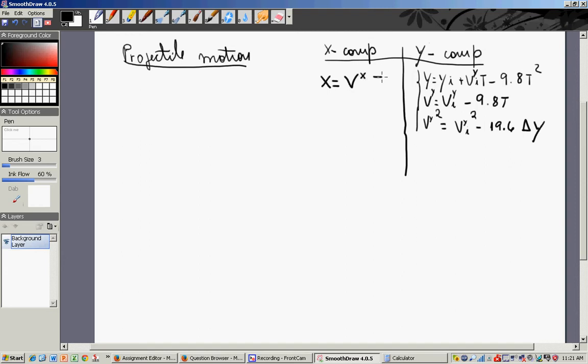Now the x component is one in which acceleration is none. There is no acceleration. The only equation you have is x is equal to vx times the time. So usually what you're going to do is blend information from here to there. How do you do that? Well, the time is a common parameter in both equations.